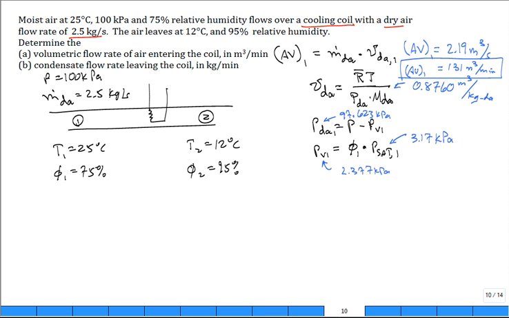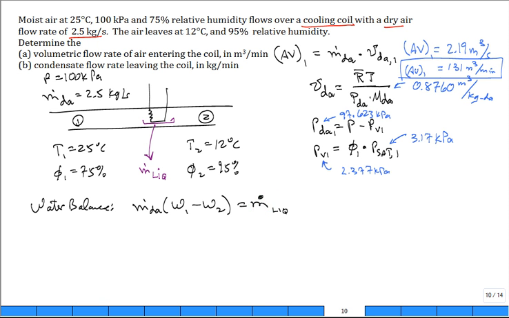All right. How about condensate flow rate leaving the coil? You have to have a little pan, and you have the mass flow rate of the liquid condensate leaving. You do a water balance. From the water balance, you have that the mass flow rate of dry air times the inlet humidity ratio minus the exit humidity ratio is equal to the mass flow rate of the liquid condensate leaving.